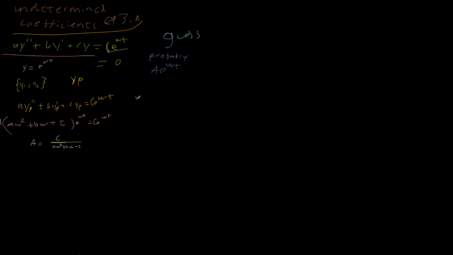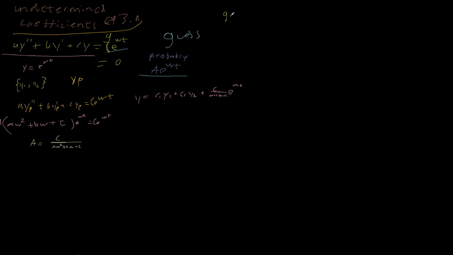So in this case, y is equal to C1 y1 plus C2 y2 plus C over this, times e to the wt. That's essentially it. We make an educated guess, plug that into the equation, and then we get a system of equations that we then solve. But let's think about something more complicated. This is obviously going to be our g.